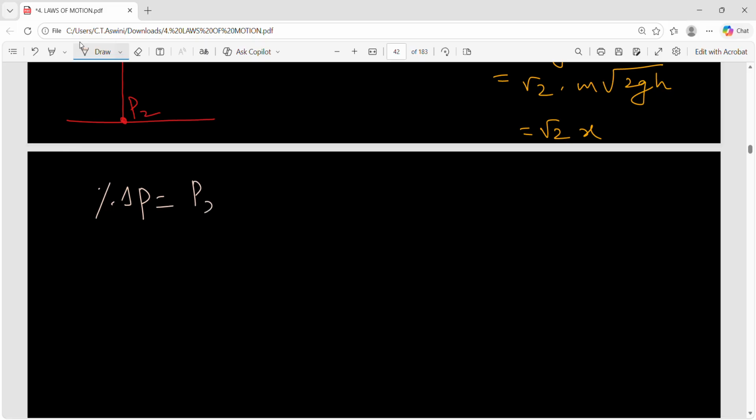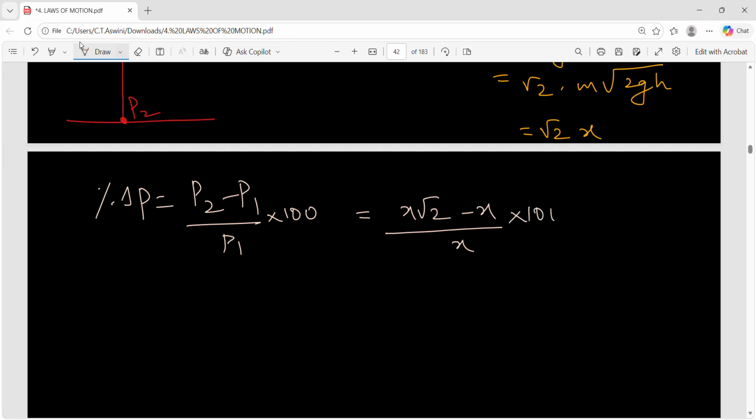Now what is a percentage change in momentum? So percentage change in momentum is P2 minus P1 by P1 into 100. Ma'am, how do I know it is P2 minus P1 only? Because in second case, momentum is more, right? Momentum is m into v, and v is directly proportional to root h. So height is more in the second case. So velocity is more, momentum is more in the second case.